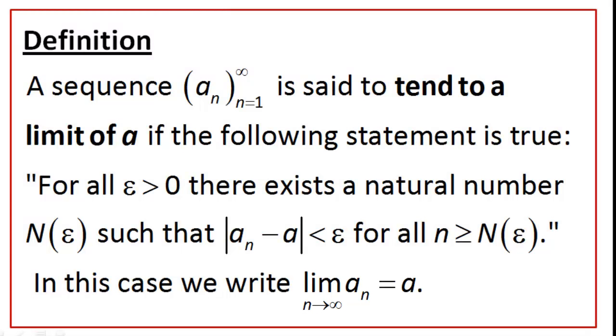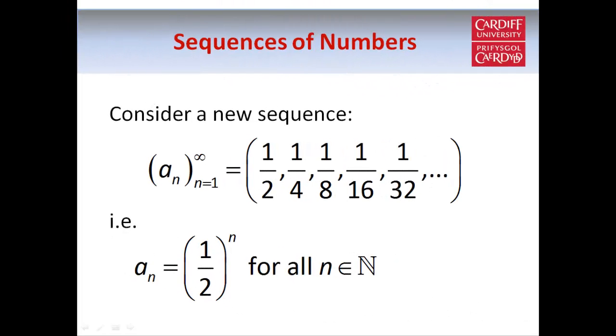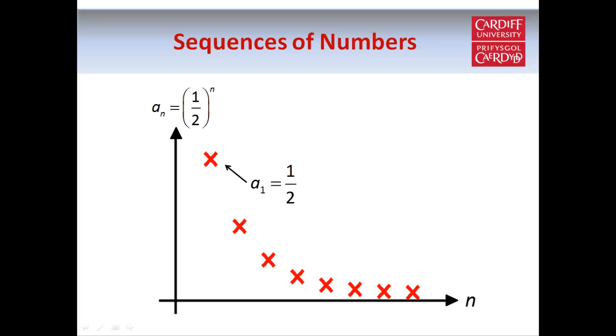So this definition might look slightly more complicated than the definition of a sequence tending to infinity, but it's really the same sort of principle, and we'll see how this works with an example. So let's look at another sequence. In this sequence, every term from the second term onwards is half of the term before it, and the general rule is an equals a half to the power n. So here's our sequence, a1 equals a half, a2 equals a quarter, etc.